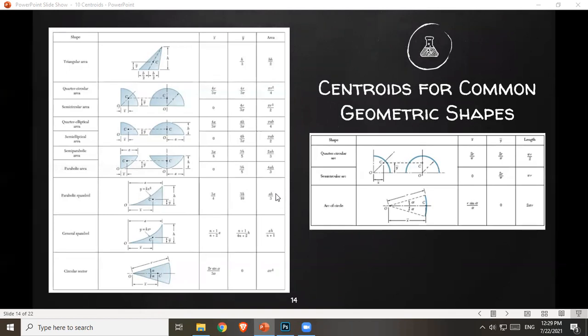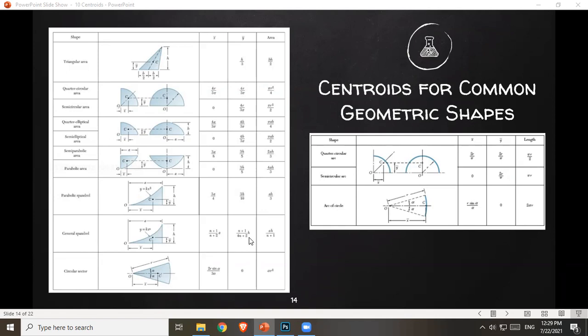Now, to get the equation of a general spandrel, x bar is n plus 1 over n plus 2 times a. So n here is the degree of your parabola. So you'll talk more about this in shear and moment in beams, okay? Because this is where spandrel is used.